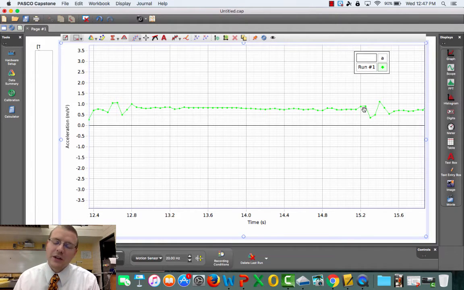So for each scenario, make sure you do a motion map, make sure you have the graphs of position, velocity, and acceleration, and with your motion maps, make sure you include an acceleration arrow as well as velocity arrows.